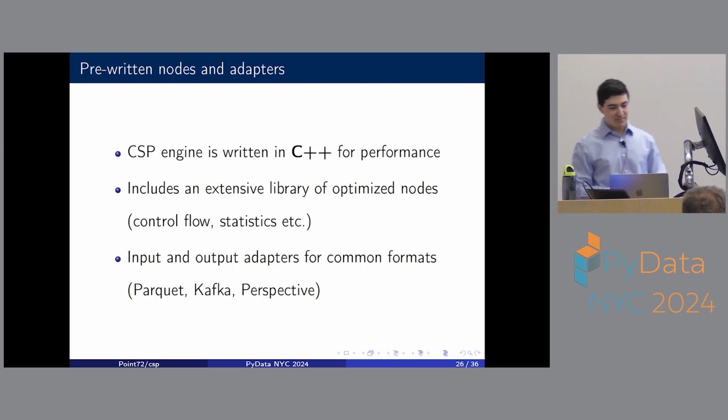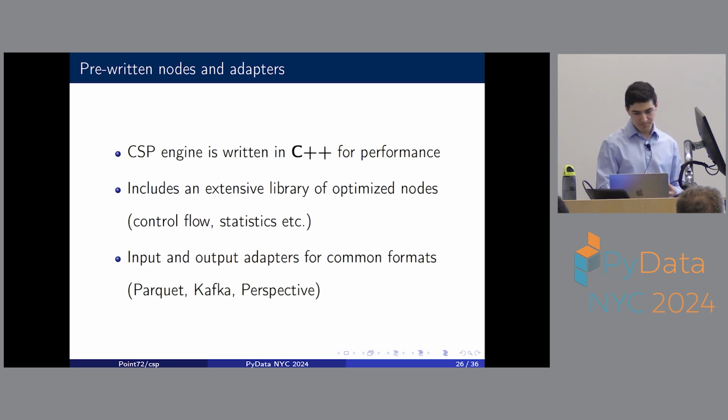So as I mentioned, the CSP engine is written in C++ for performance reasons. We also include a series of nodes that are pre-written in C++. These include common operations like control flow operations. This would be things like filtering a data stream, sampling a data stream, merging 2 data streams together, things like that. We also have real-time statistics calculations. So these are rolling window aggregations, like rolling averages and things like that, which are, again, very common in stream processing applications.